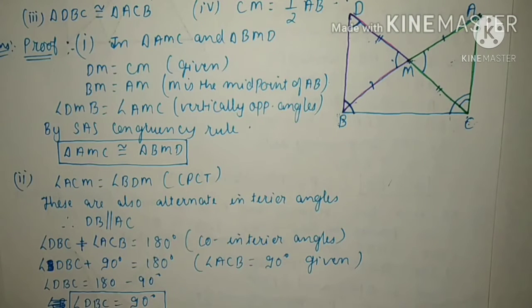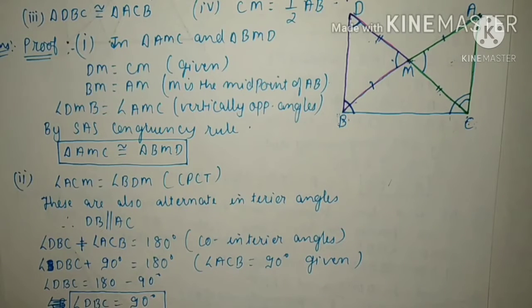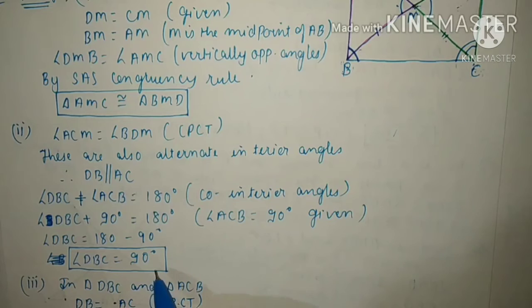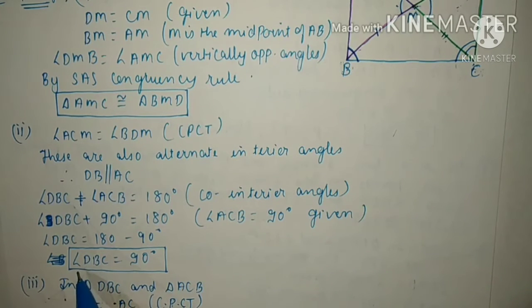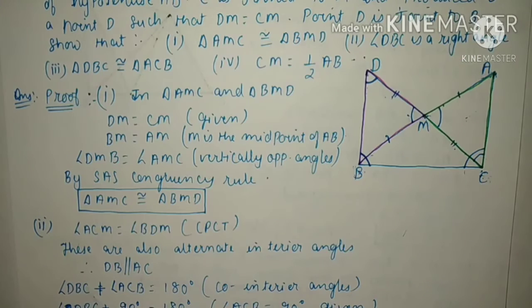Now it is given to us that angle C is a right angle. That means angle ACB will be equal to 90 degrees. So instead of angle ACB we will write 90 degrees. So angle DBC plus 90 degrees is equal to 180 degrees, and angle DBC will be equal to 180 minus 90 degrees. Therefore angle DBC will be equal to 90 degrees. So this is the answer of our second part. We have proved that angle DBC is equal to 90 degrees and it is a right angle.